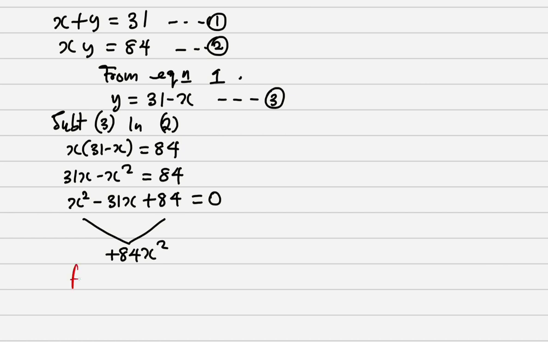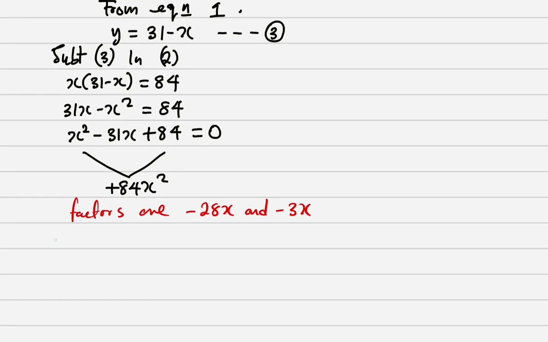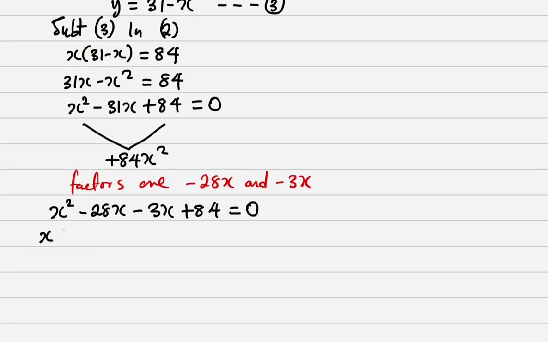And the factors are minus 28x and minus 3x. All right. So minus 28x times minus 3x gives me my plus 84. So I will continue. I'll replace it now: x squared, instead of minus 31x, I'm going to have minus 28x, then minus 3x, and I have plus 84 is equal to 0.